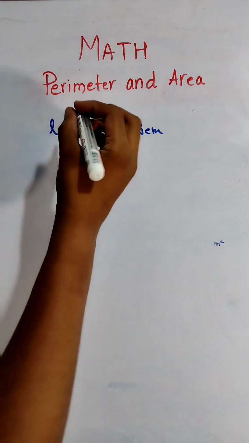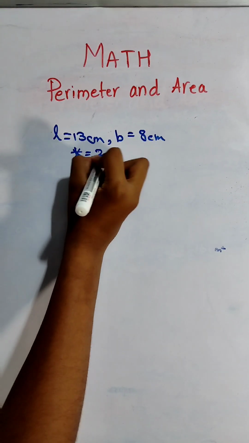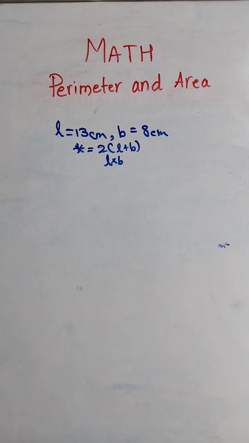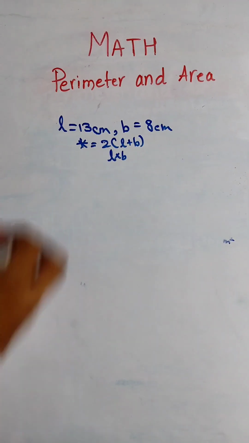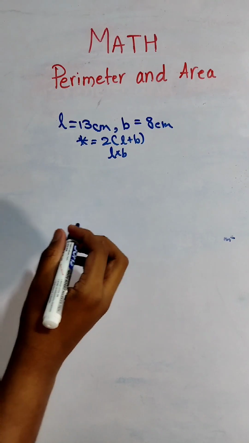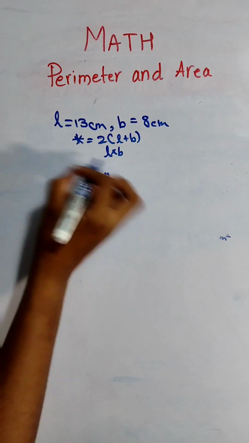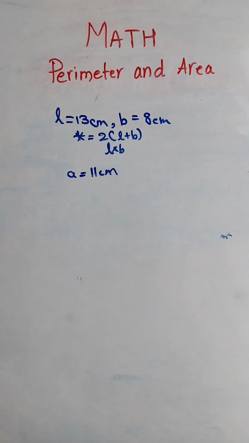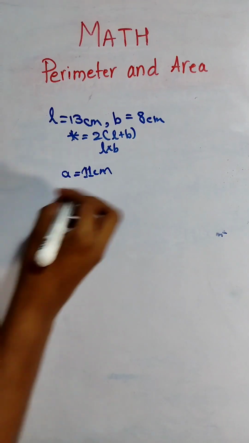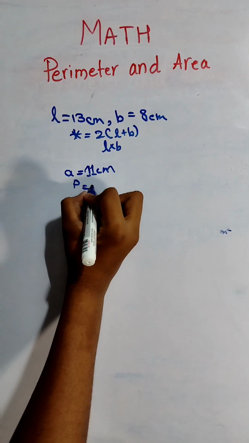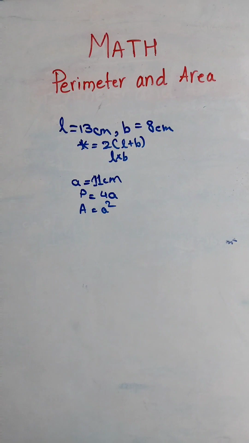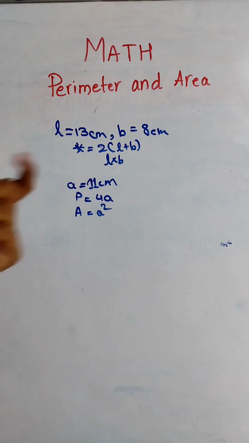I have already told you the formula. I'll just hint it here. That is 2 into (L plus B), which is the perimeter's formula, and L into B, which is the area's formula. So these are the formulas just applied, as we already know L and B's values. Now for the square, find the area of the square whose each side is equal to 11 centimeter. So we have taken the value for side as a is equal to 11 centimeter. The formula to find the perimeter of a square is 4a, and to find the area of a square we have to use a squared.